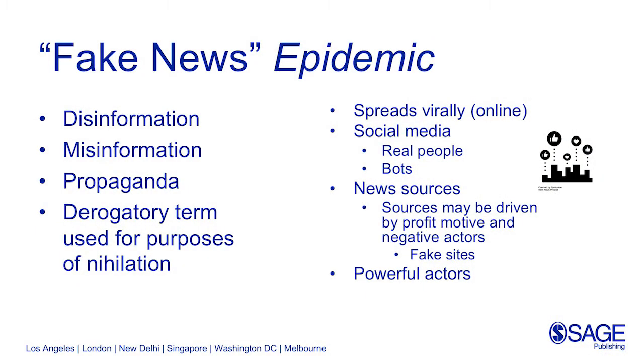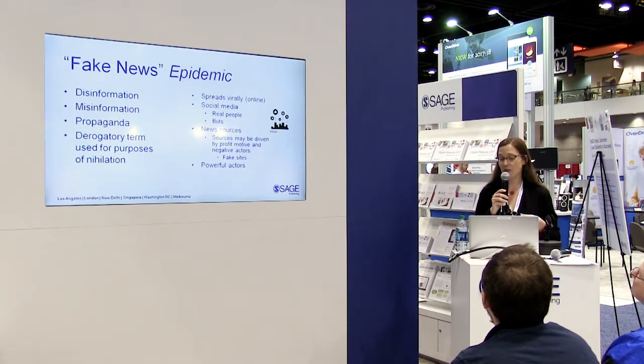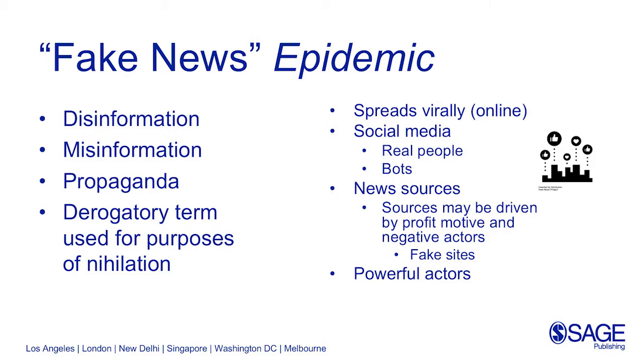So the epidemic part is the idea that it spreads virally online, and it spreads through social media with real people, but also with bots as well. And that there are news sources that may be complicit in its spreading, but then there are also the fake news sources who might be creating this, sources that are driven by a profit motive, or they might just be negative actors. And those are the people creating the fake sites. And then there are also powerful actors who are helping to spread fake news when it meets their own ends.